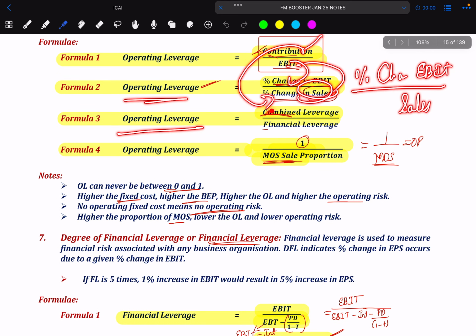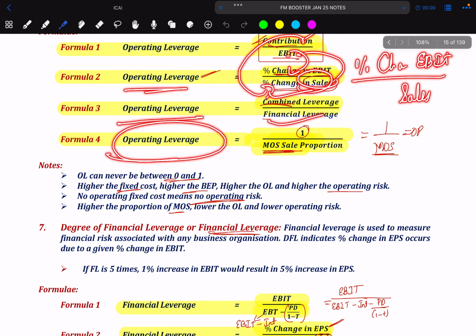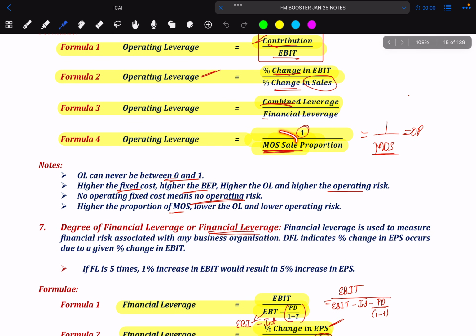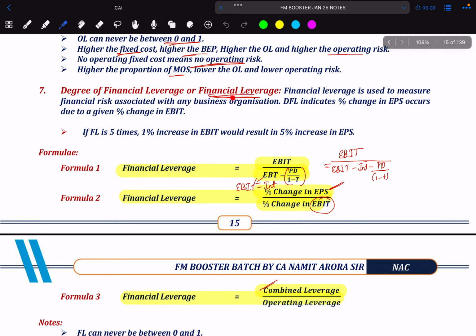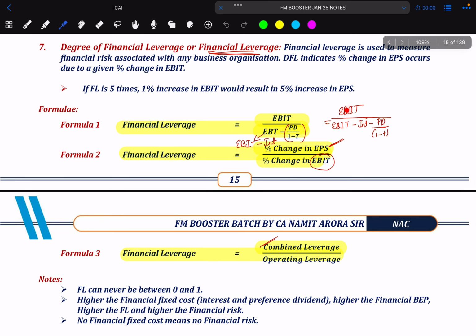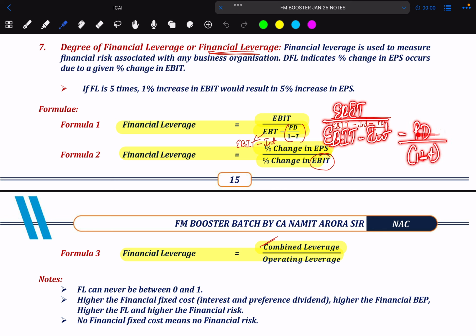And this one is kind of important because of the operating leverage formula. If in the question it is given as margin of safety, in that case 1 by MOS. Then we'll go for financial leverage. Here also there are three formulas, and the first one is EBIT divided by EBIT minus interest minus preference dividend, that is net of tax. This can also be written as EBT.